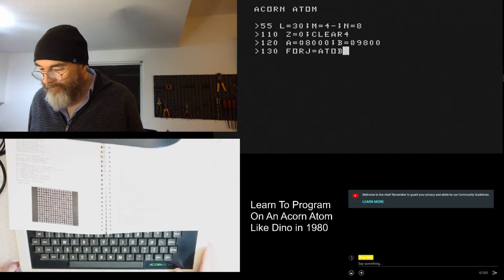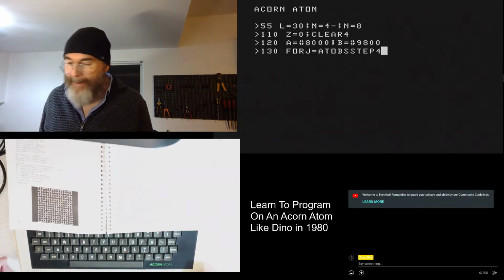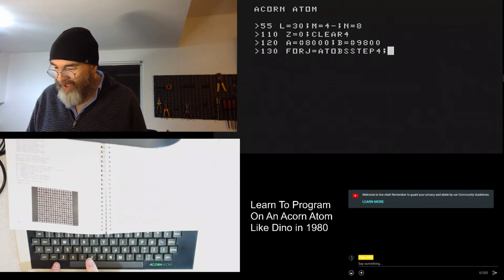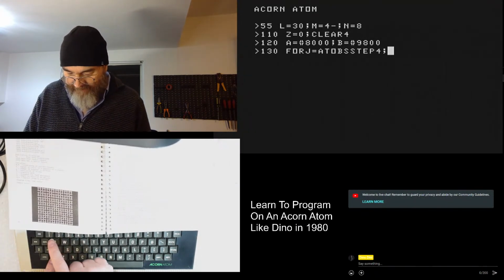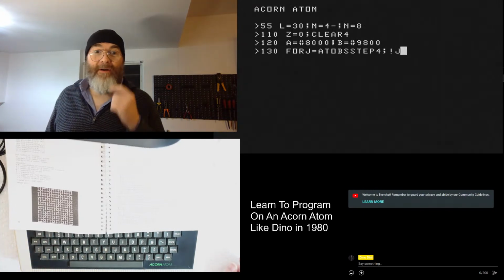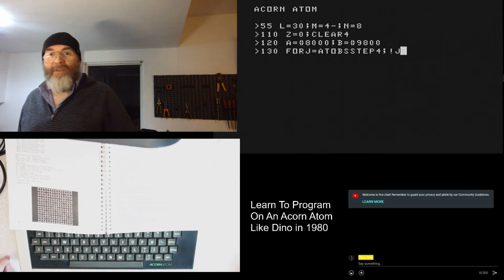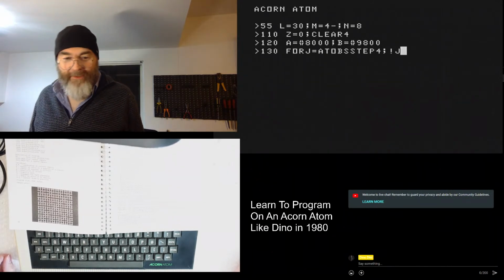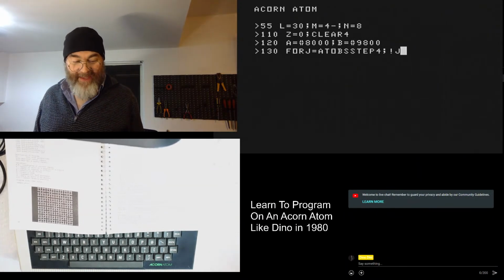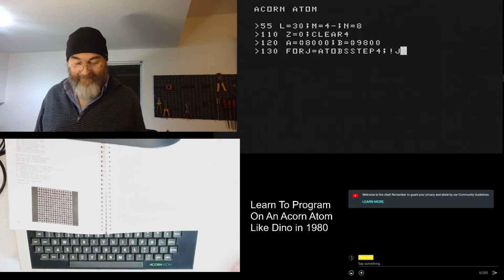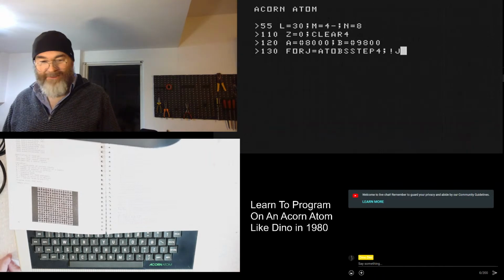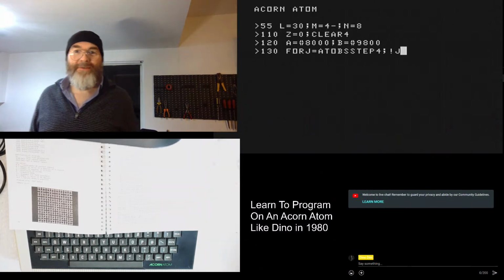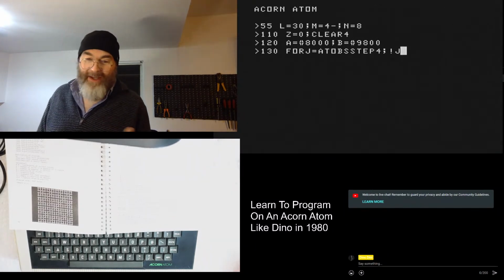B. Step 4, semicolon, exclamation mark J. The exclamation mark in Atom Basic means the address of. So this is actually a pointer. So this was fantastic about it, because it's like all the fundamentals of software engineering right there with pointers. Of course, you didn't have to use pointers.